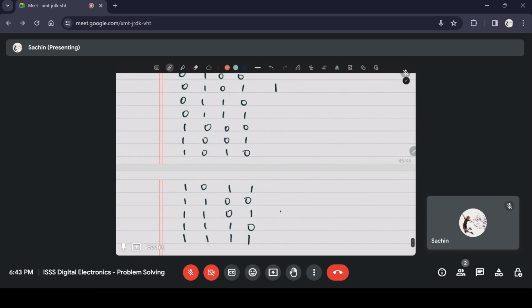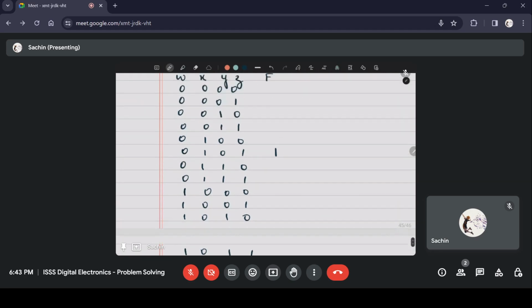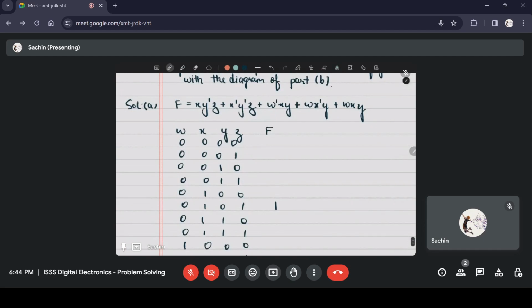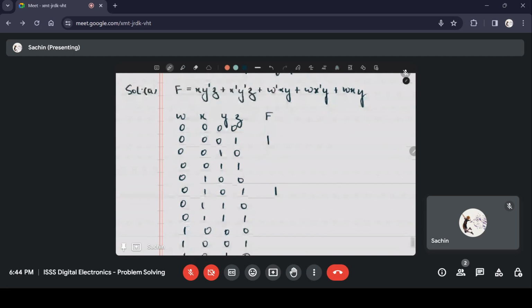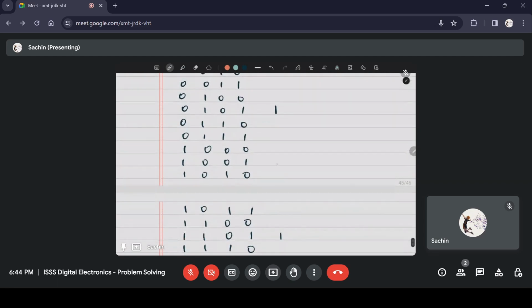Similarly for 1 1 0 1, x y prime z will be 1, so f is 1. So if a term has only 3 variables, then there will be 2 input combinations which will make that 3 variable term a 1, which will in turn make your function go high. Second term is x prime y prime z. So x is 0, y is 0, z is 1. That's here and here.